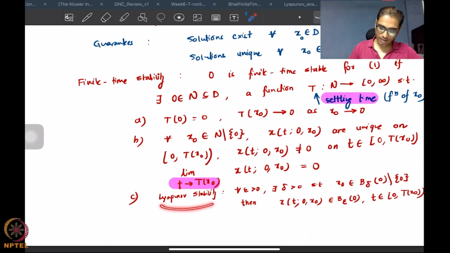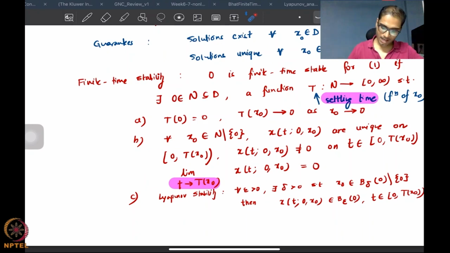And the last requirement is obviously Lyapunov stability, that I'm not going to repeat. We've already seen that Lyapunov stability is a requirement of asymptotic stability as well, and therefore it is but natural that a finite time stability notion would also have Lyapunov stability as one of the requirements.